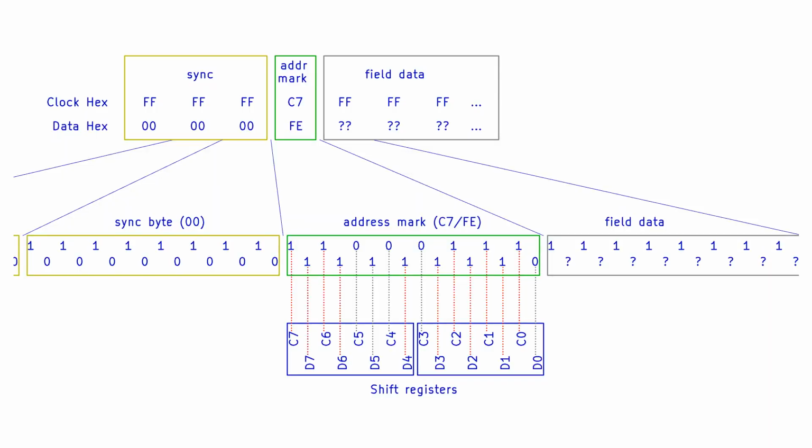So on the Arduino, it's fairly easy to do a full 16-bit comparison of the 8 bits of the clock byte and the 8 bits of the data byte with C7 and FE, for example.